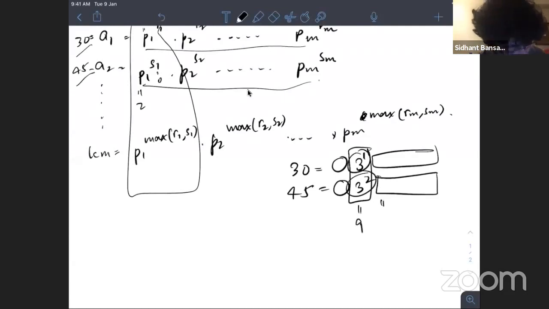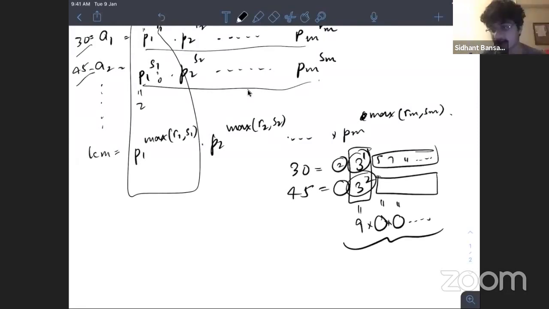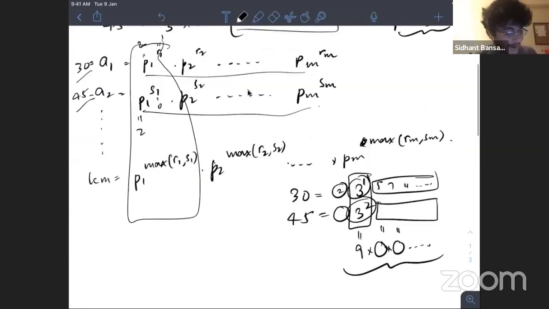And similarly, this element will contribute something, this element will contribute something, and so on. And you can just multiply them. You can multiply these because they're co-prime to each other. Here, 2, 3, 5, 7, 11, dot dot dot, all of them are co-prime to each other. That's why you can do this independently. That's why the max thing came out.